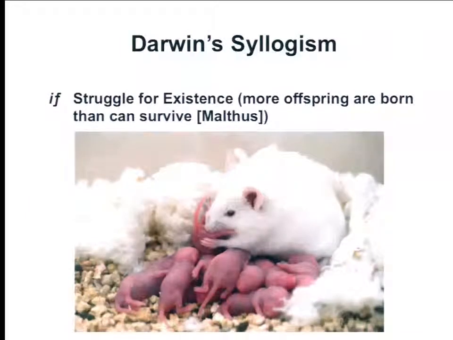So I've expressed this in what I've called Darwin's syllogism, sort of the logical structure of the arguments. The first one is that if there is a struggle for existence, more offspring are born than can survive.